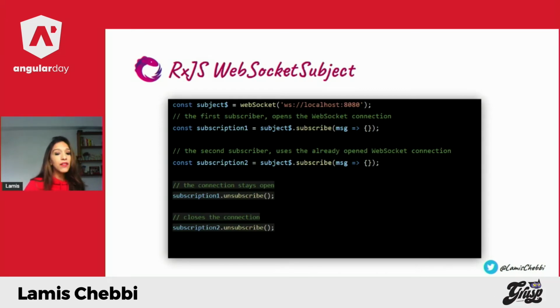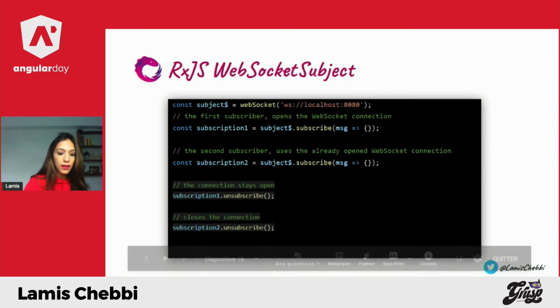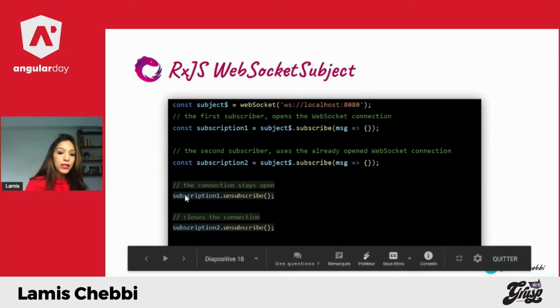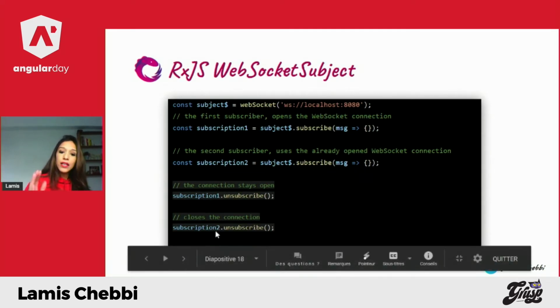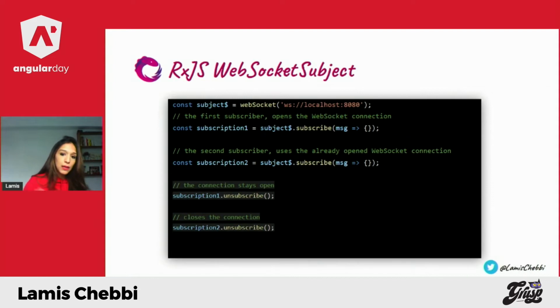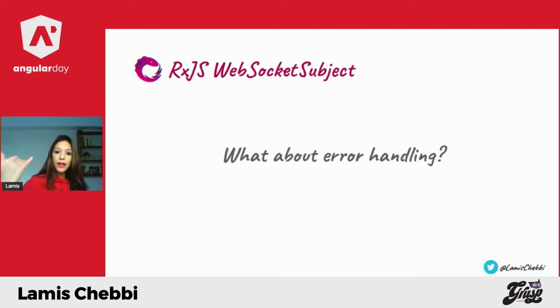Again, in code, if I have the first subscriber here, this first subscriber will open the WebSocket connection. The second will use the already opened socket connection. Now we have two subscribers. When the first subscriber unsubscribes, the connection will stay open because we still have the second subscriber listening. And now if the last subscriber unsubscribes, then the connection will be closed. And that's great.